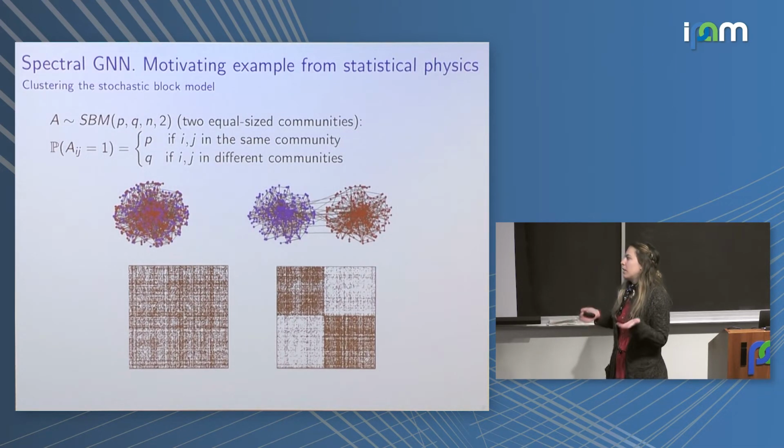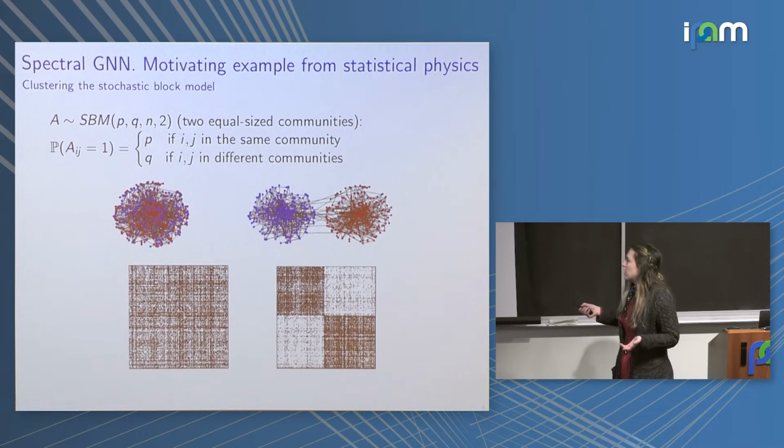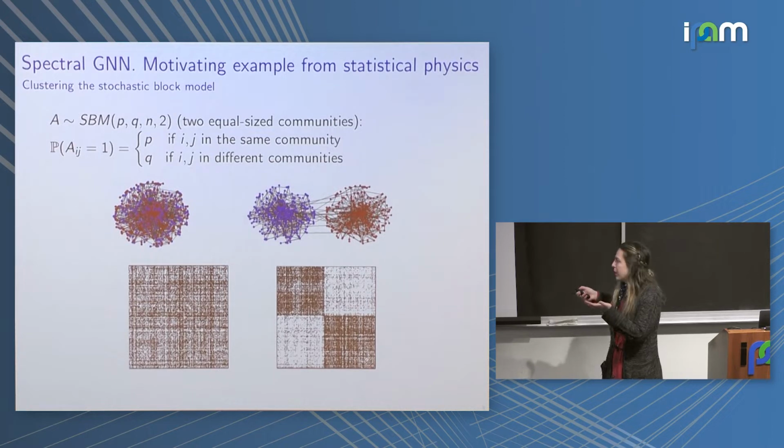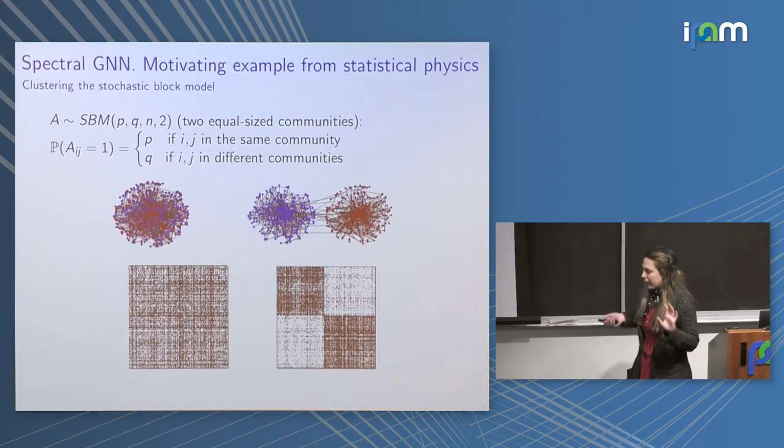If you see the adjacency matrix of the graph in the wrong order, then you don't see it. But if you reorder the nodes, the first nodes in the first community and the second nodes in the second community, then you see that this has a low rank structure. The expected value of this matrix is a rank 2 matrix that you can identify. So if you take the second eigenvector, then that has the community structure.